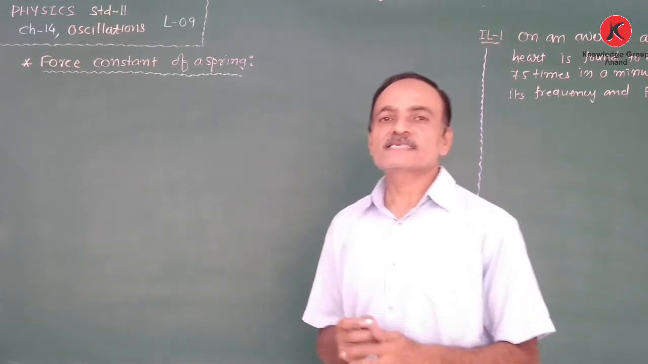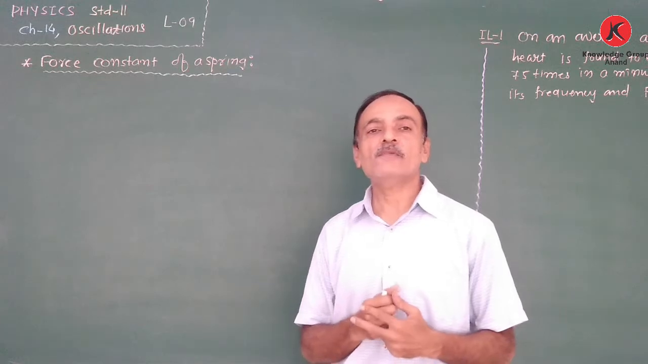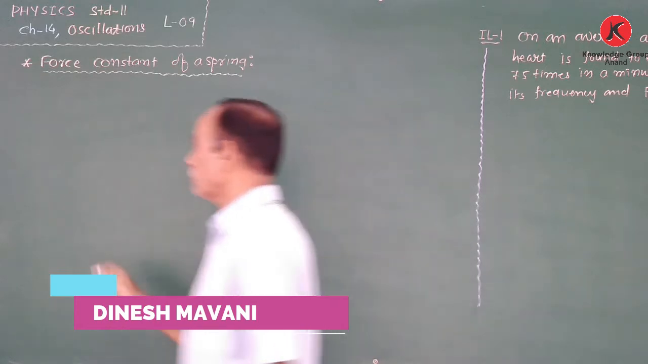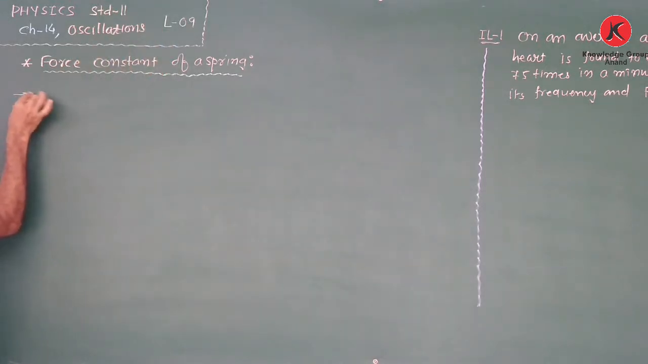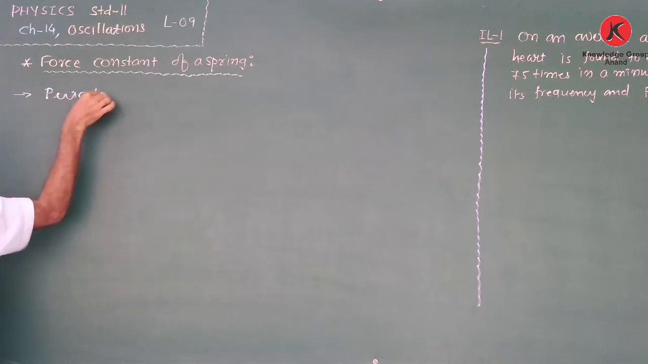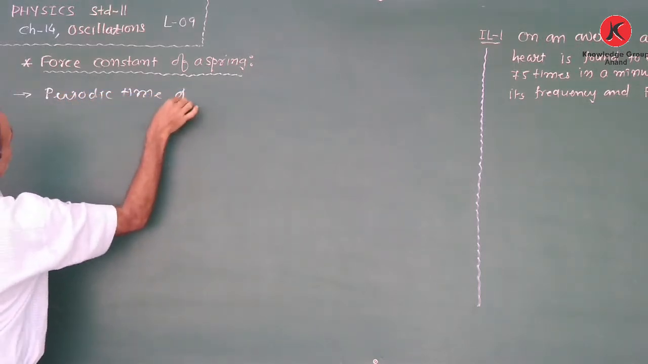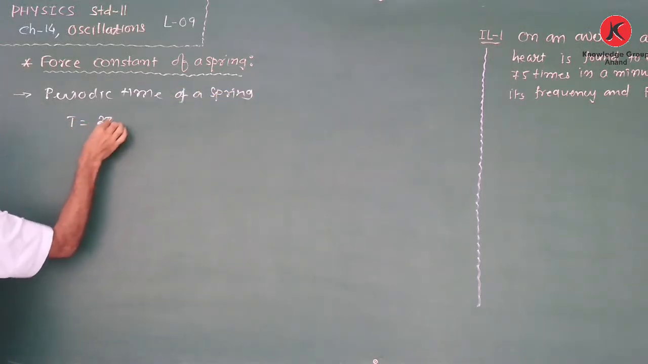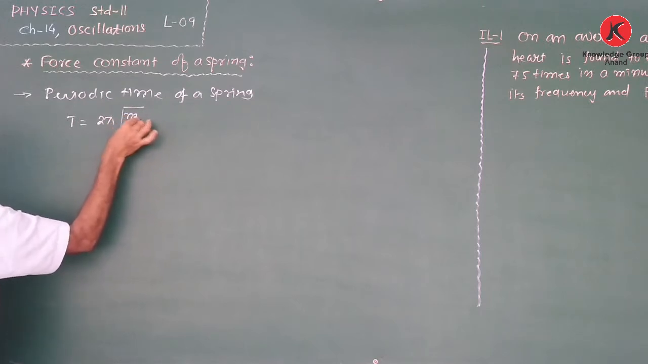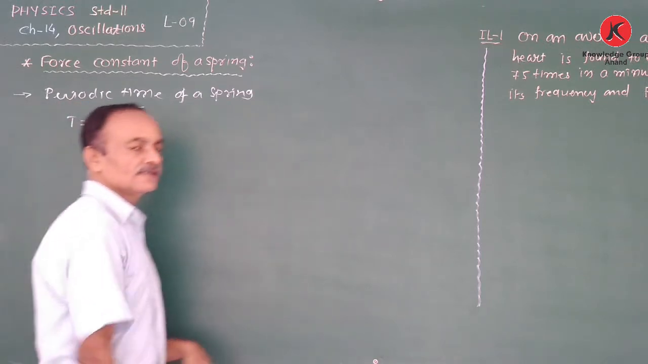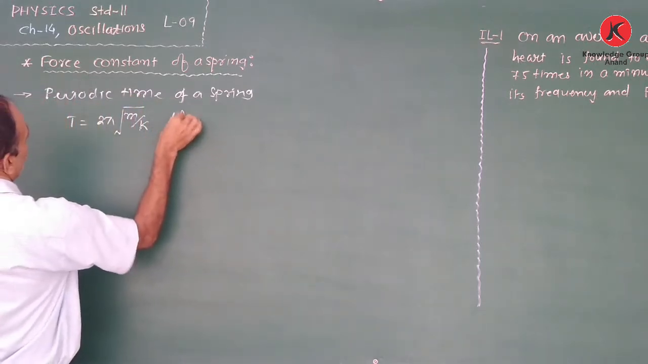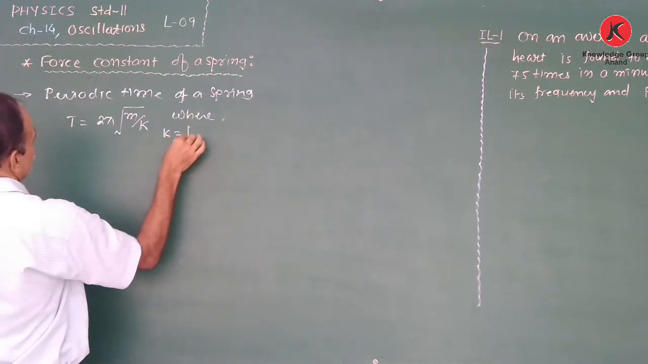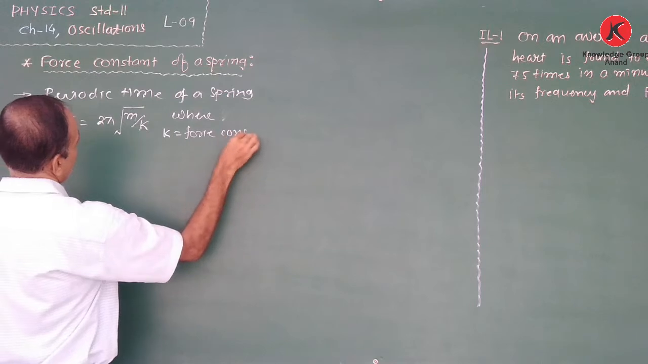Good morning friends. Last time we discussed the periodic time of a spring and the frequency of oscillation of a spring. Now the equation of periodic time of a spring is T is equal to 2 pi under root of m upon K, where K is the force constant of the spring.